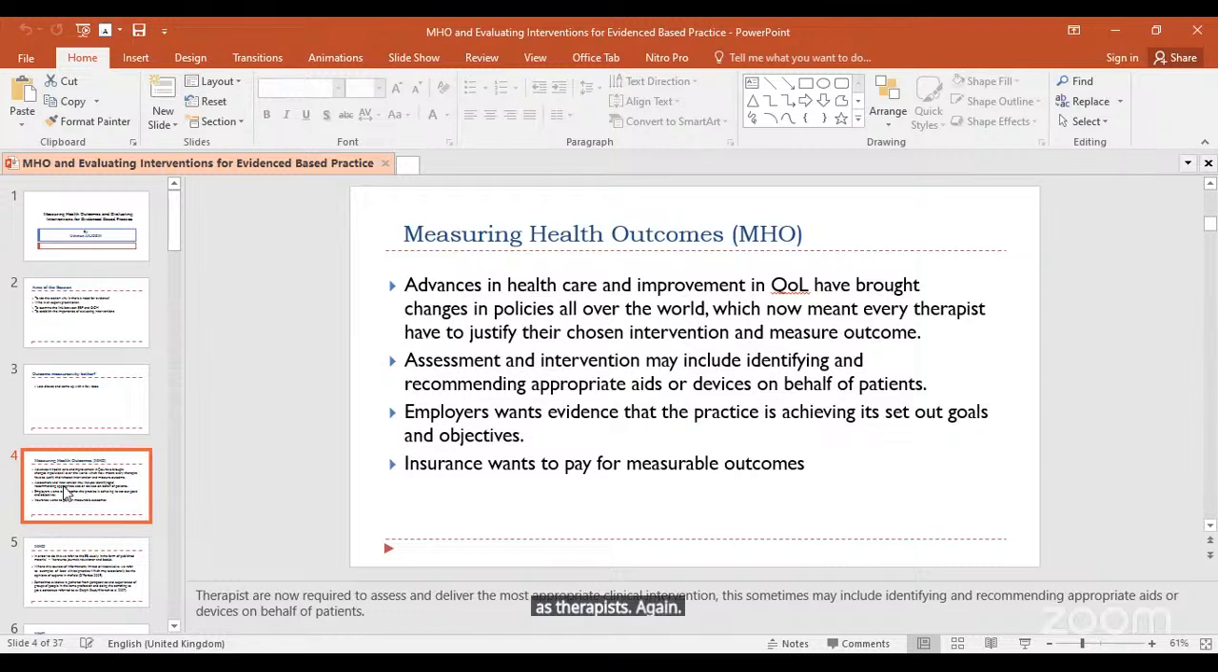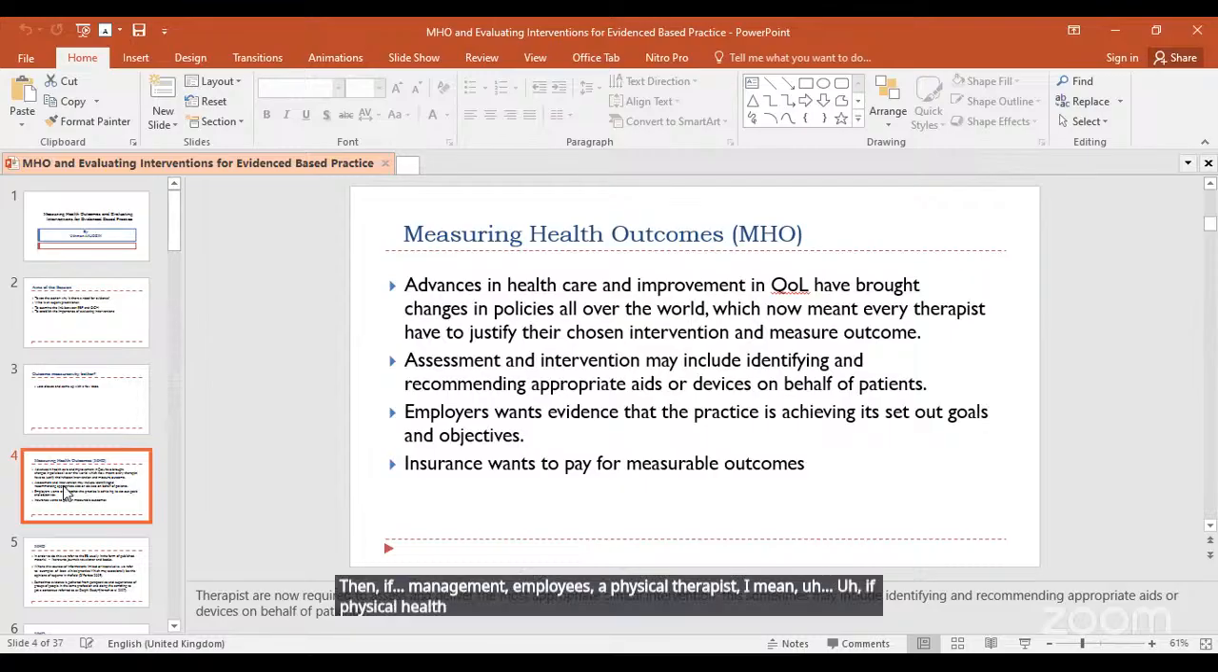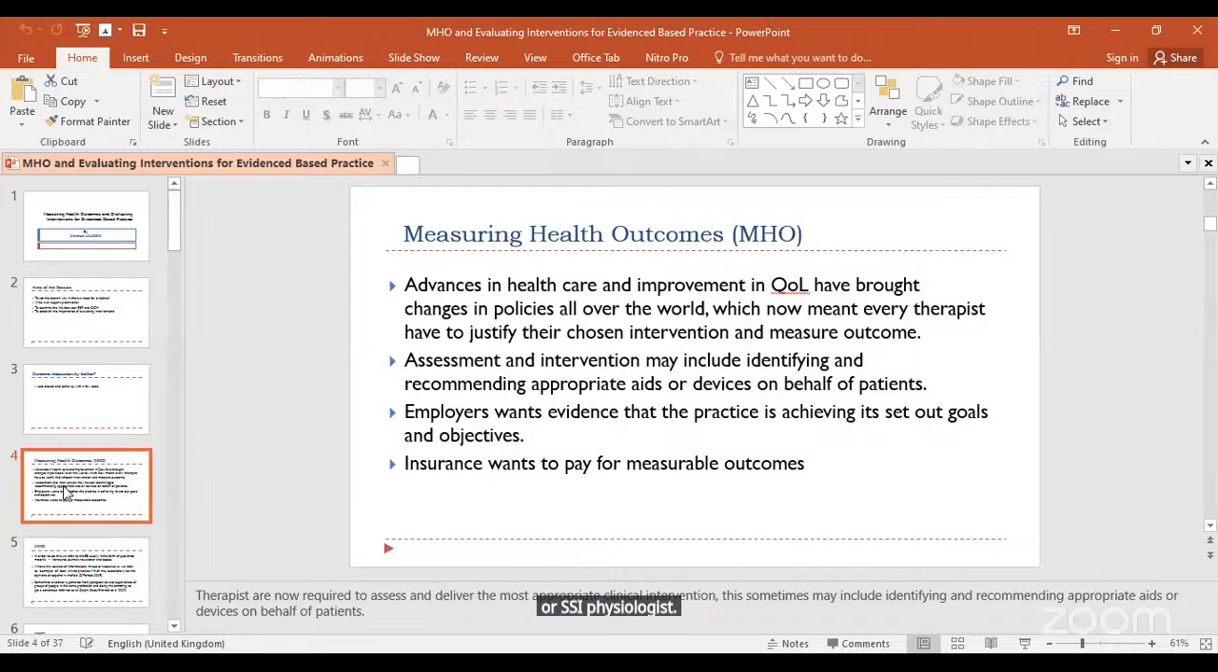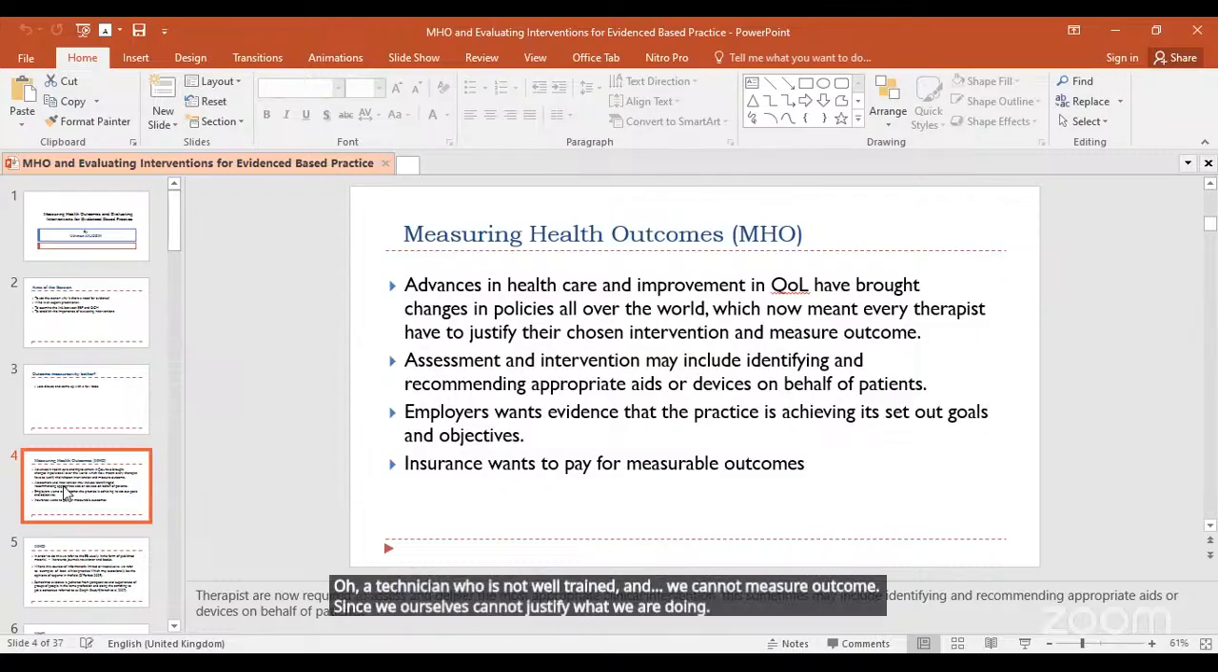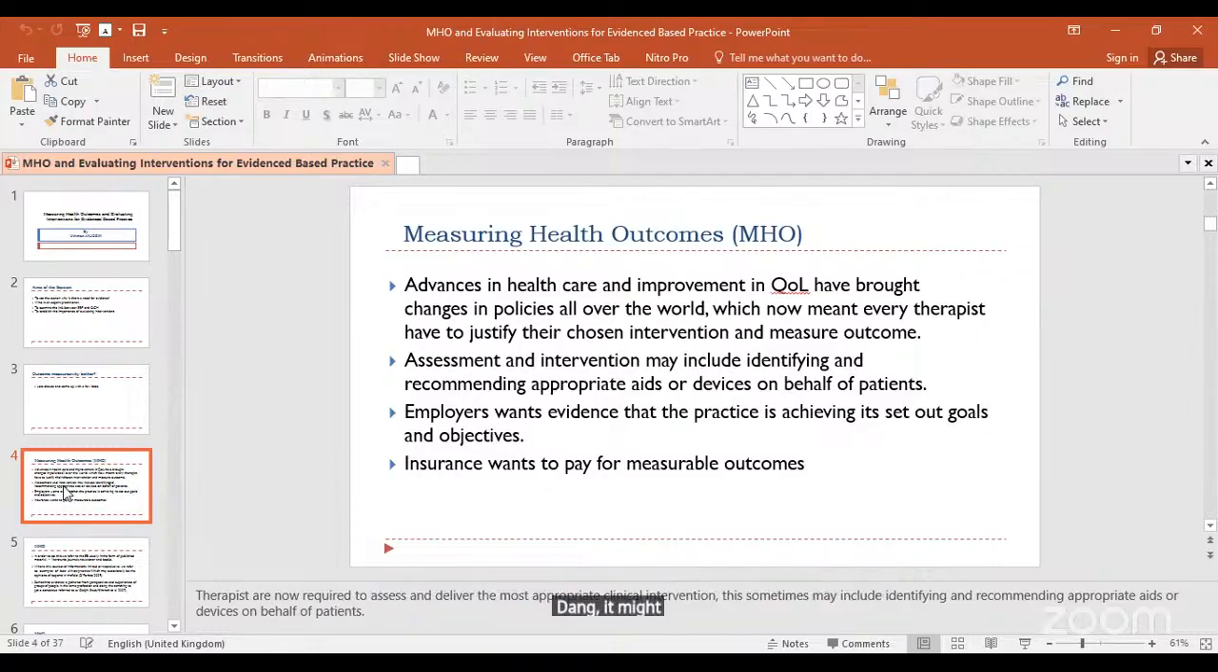Again, in one of the questions I said professional, which is specialist. If we say we are specialists and we are not holding ourselves accountable to what we are doing, then if a management employs a physical health exerciser, or exercise physiologist, let me put it that way, or a technician who is not well trained and who cannot measure outcome, since we ourselves cannot justify what we are doing, then it might be difficult for us to say we are truly professionals.